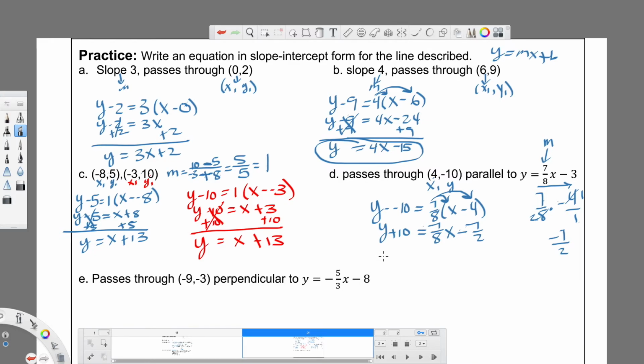So now to put it in slope-intercept form, I just have to subtract 10 from both sides. y equals 7/8x. And now to do this, I need to go minus 10. Remember, if I want to subtract it from a half, I need to say how many halves are there. There's 20 halves to turn into a fraction. So if I combine this, I have minus 27 halves.